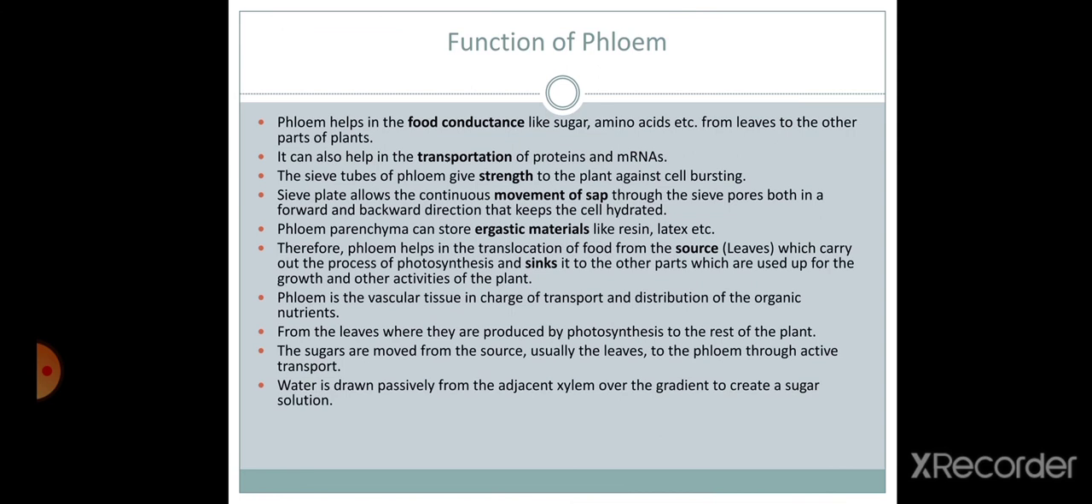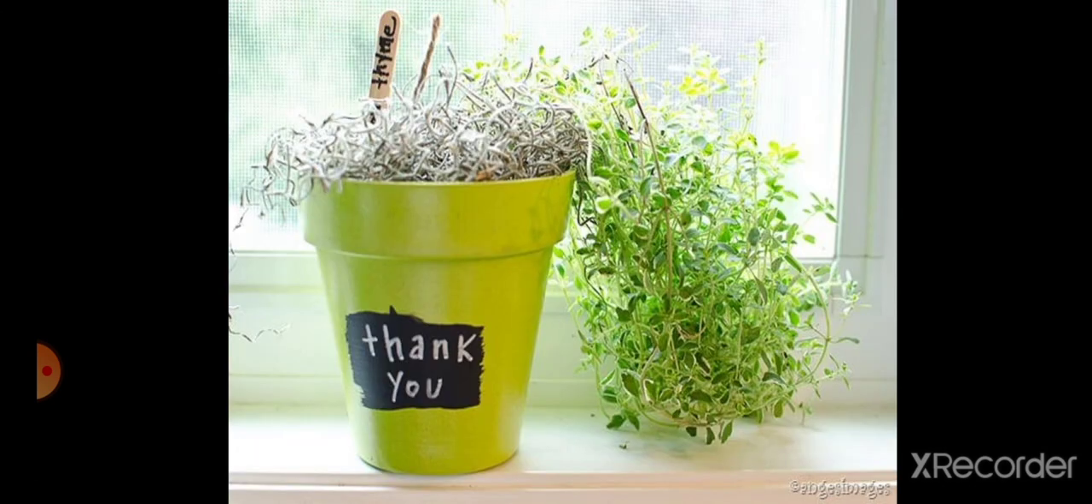So in complex permanent tissue, you studied about the xylem elements and the phloem elements, and their structure as well as their functions. Thank you.